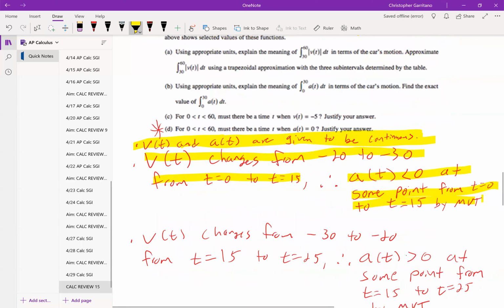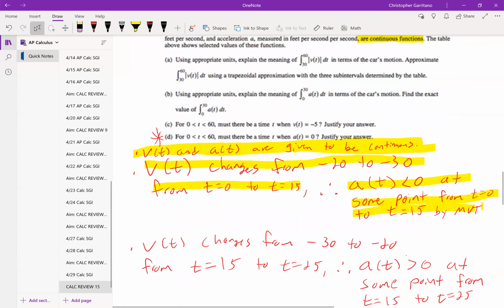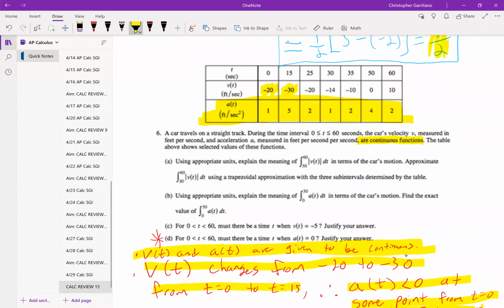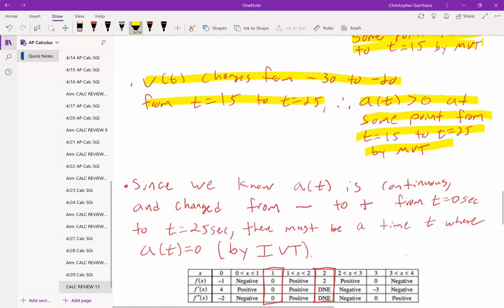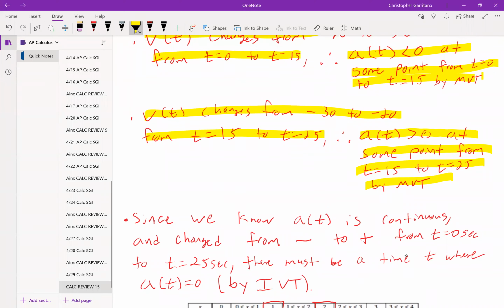All right, the second argument we're going to make is that v of t changes from -30 to -20 from t equals 15 to t equals 25. And so similarly, this must imply that a of t is positive at some point on this interval. Okay, putting all of this together, since we know that a of t is continuous, and since we also know that there was a negative acceleration, which then became a positive acceleration over this time frame, that means at some point acceleration must have been equal to 0, right?